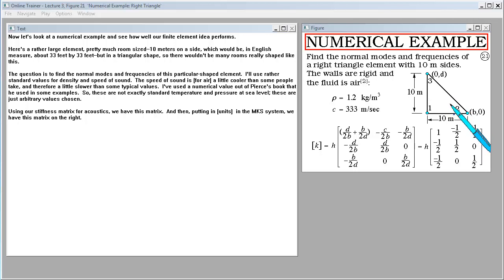I'll use rather standard values for density and speed of sound. The speed of sound is a little cooler than some people take, and therefore a little slower than some typical values. I've used a numerical value out of Pierce's book that he used in some examples. So these are not exactly standard temperature and pressure at sea level. These are just arbitrary values chosen. And using our stiffness matrix for acoustics, we have this matrix, and then putting in the dimensions in the meter kilogram second system, we have this matrix on the right.